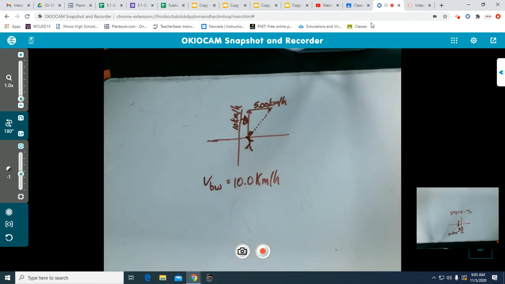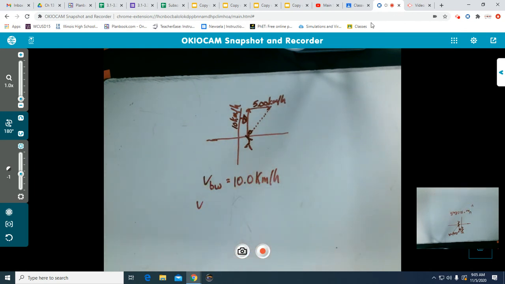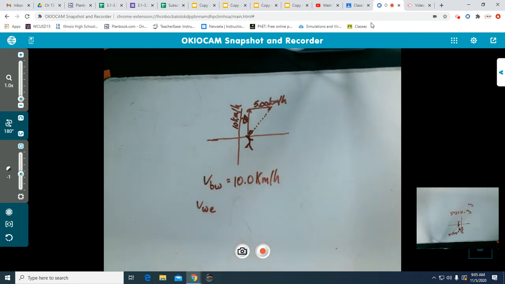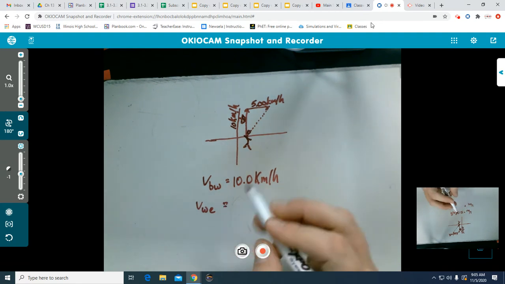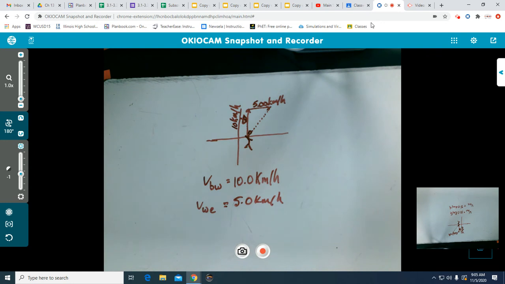And I can't stress this enough. Don't sweat too much on getting the formula set up. Okay, don't sweat too much. I'm just showing you based off what we did in this section. All right, the next velocity we have is going to be water in relation to the earth. So water in relation to the earth. And so that was 5 kilometers per hour.